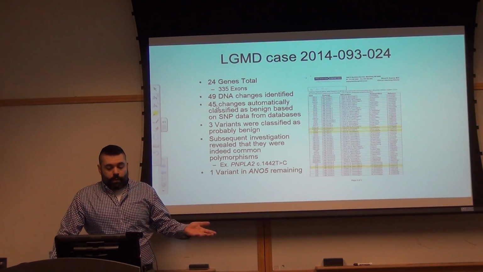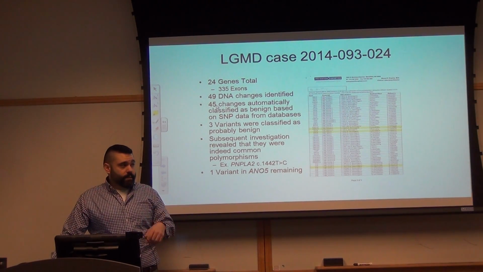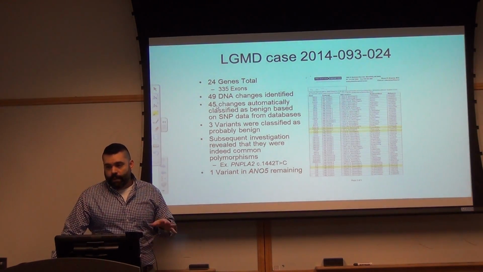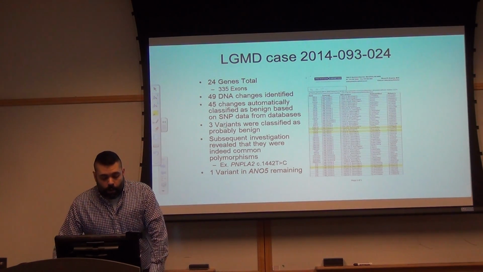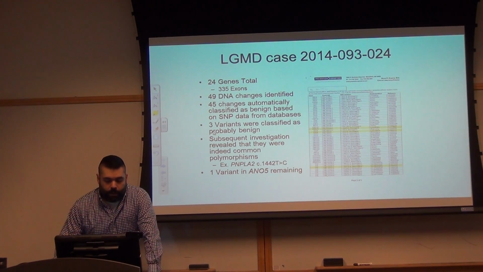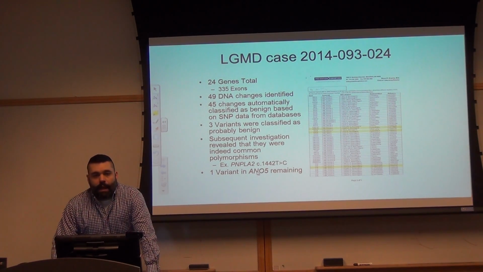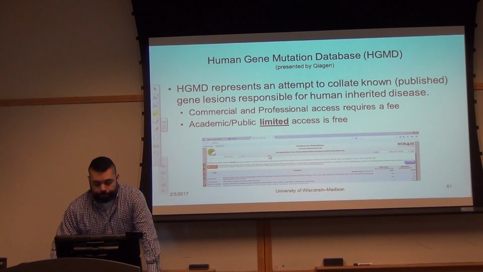So that only left three variants that the technologists running the test classified as benign on their own, and then they got to the director for further classification. And I agreed, I said, yeah, those are benign, so we put them in the benign category. And that just left one variant left, in a gene called ANO5, and it was a c.1442T>C, and I know that nomenclature has already been gone over.